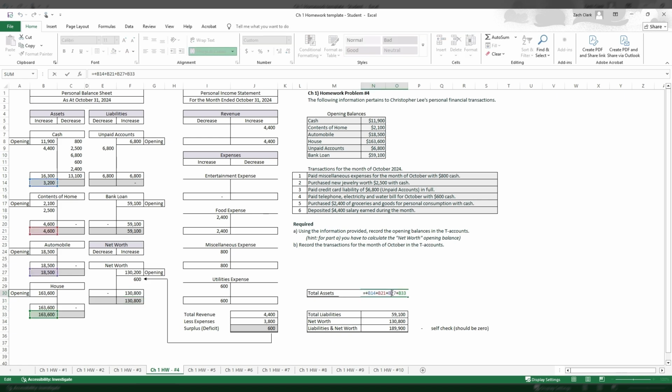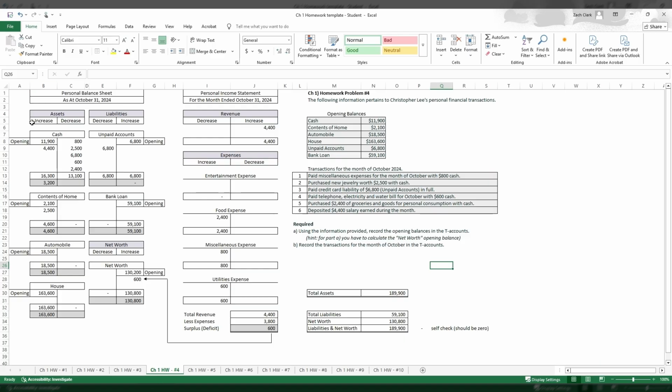And then here we can see our ending total assets is $189,900. Ending total liabilities is $59,100. And net worth is $130,800. And you can see that our assets equal our liabilities plus net worth. Our check figure here is 0. And we've completed the problem.